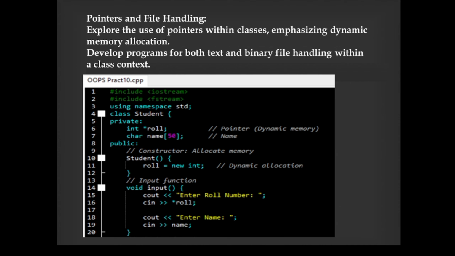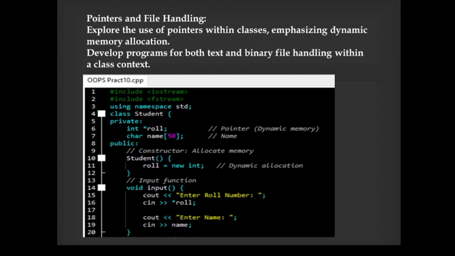Private: int *roll, then char name[50]. So here I'm creating a class of Student. Then int *roll is basically a pointer for the roll number. name[50] basically stores the name, and it is inside the private section where nobody else can access it.